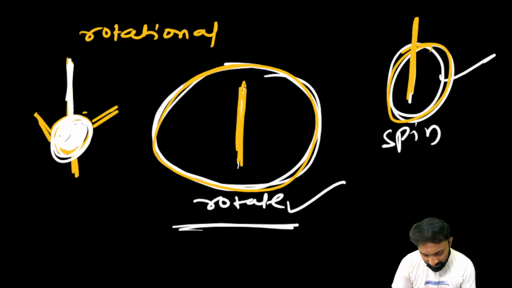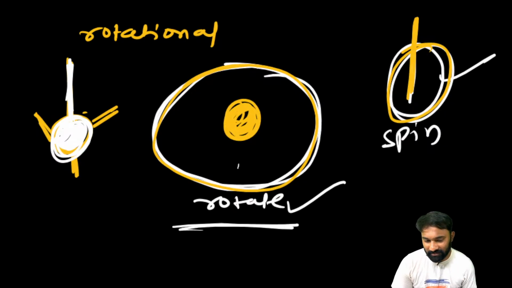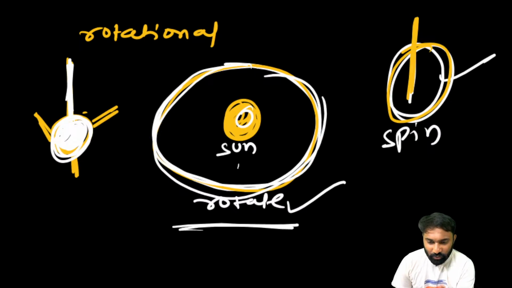Now, the earth is rotating around the sun. This is the sun and this is our earth. Is the earth rotating around the sun or spinning around the sun?